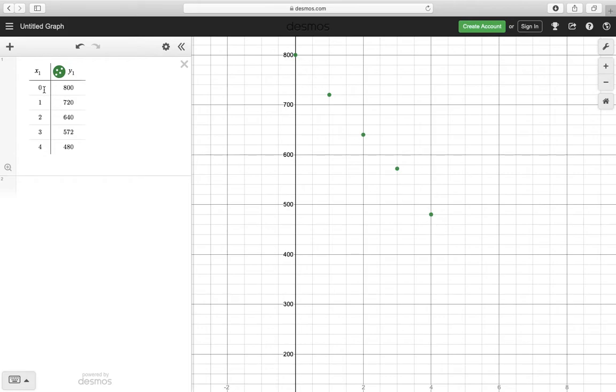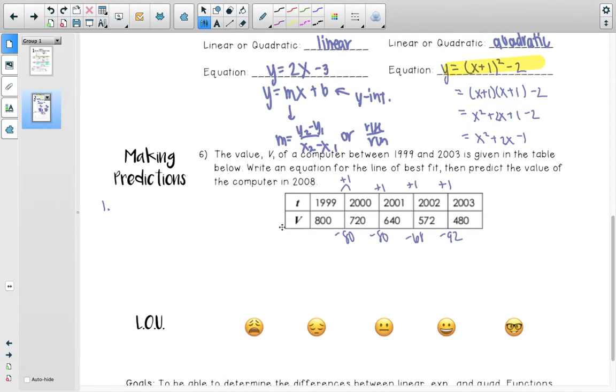Now the question is, why did I use 0, 1, 2, 3, and 4? Well, I find it really annoying to use 1999, 2000, 2001. It makes the table completely off to the right. It's hard to figure out. So what I'm saying is 1999 is now t equals 0.